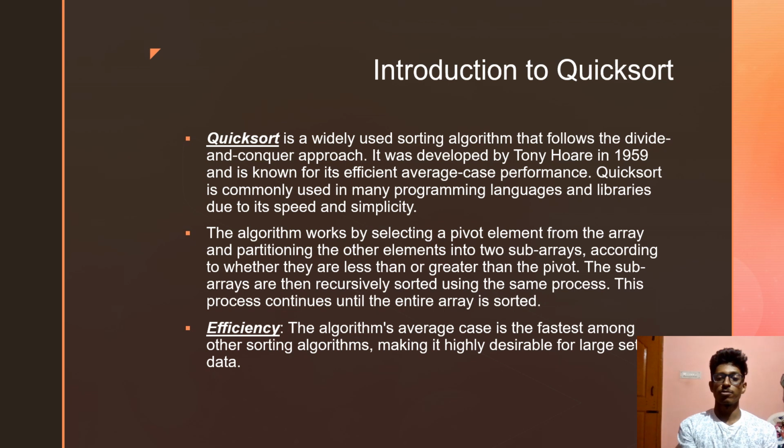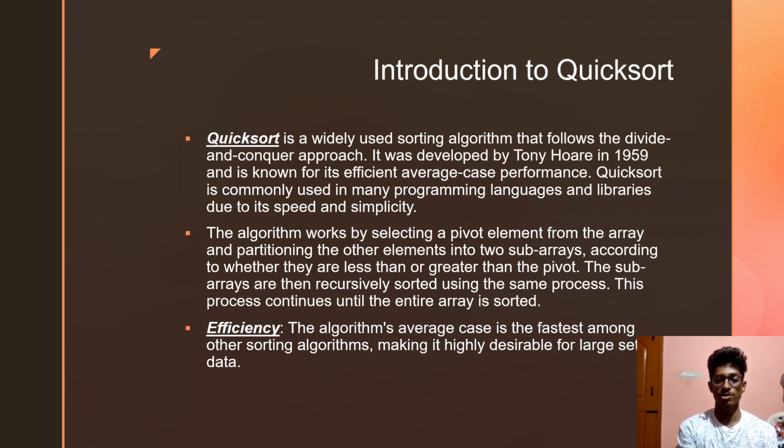Now we are going to talk about the introduction to Quicksort. Quicksort is a widely used sorting algorithm that follows the divide and conquer approach. It was developed by Tony Hoare in 1959 and is known for its efficient performance. Quicksort is commonly used in many programming languages and libraries due to its speed and simplicity.